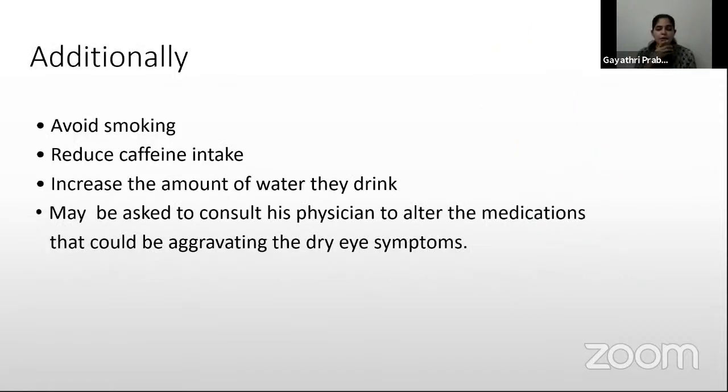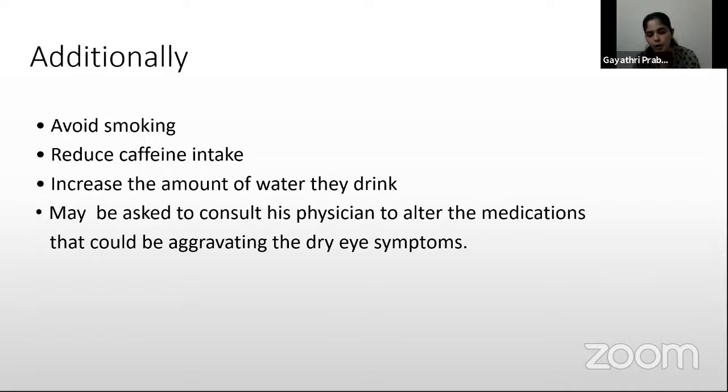Here again, when you're doing a slit lamp examination for these patients, you should also look at the lid margins. Make sure that the lid margins are normal and healthy. There is no meibomian gland dysfunction, or meibomitis, that you can see. There is no blepharitis that you can see, because those are again things which aggravate your dry eye problems. Now, additionally, you need to educate the patient to avoid smoking and to reduce their caffeine intake.